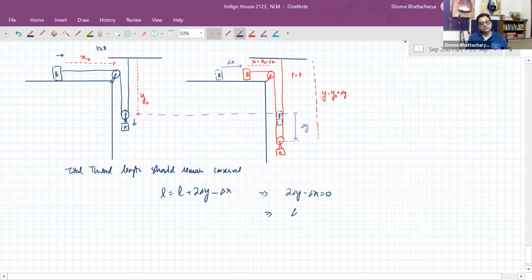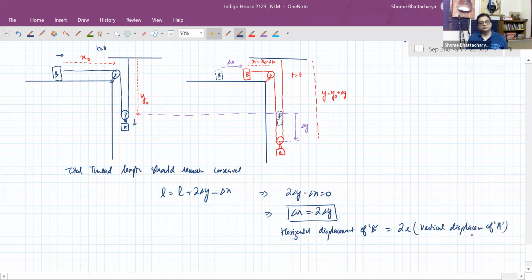So that shows us that the horizontal displacement of block B should be twice the vertical displacement of block A. This is the constraint relation: the horizontal displacement of block B is always equal to 2 times the vertical displacement of block A.